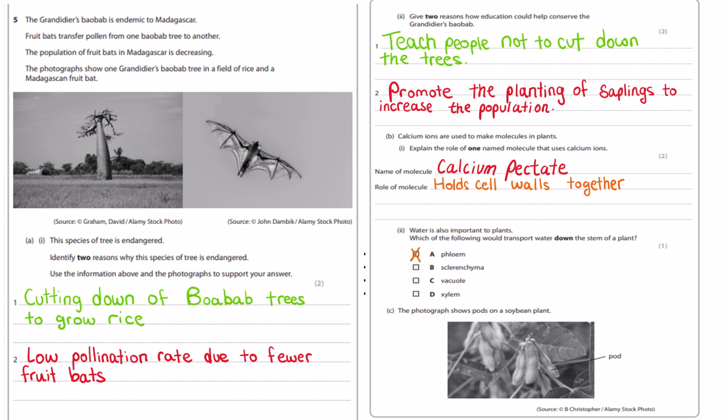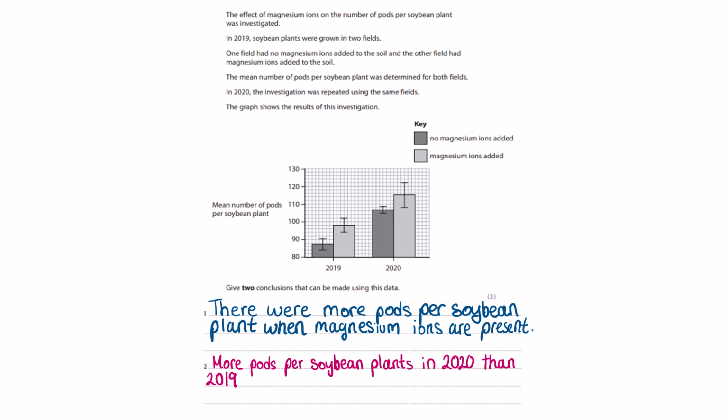Okay, the photograph shows pods on a soybean plant, and there's just an arrow to show you where the pods are. Okay, the effect of magnesium ions on the number of pods per soybean plant was investigated. In 2019, soybean plants were grown in 2 fields. One field had no magnesium added to the soil, and the other field had magnesium added to the soil. The mean number of pods per soybean plant was determined for both fields. In 2020, the investigation was repeated using the same fields. The graph shows the results of this investigation.